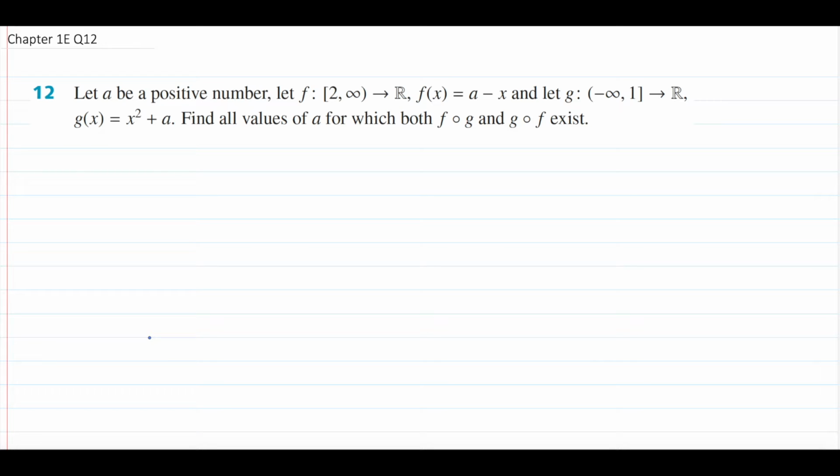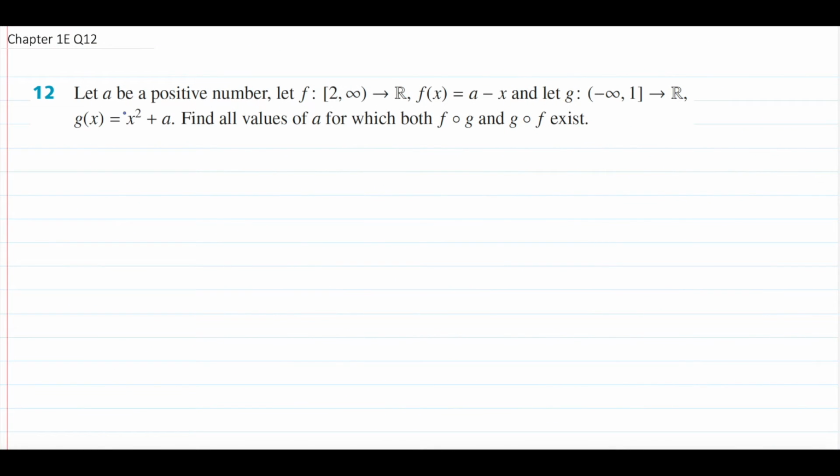Today we will be going through a question, question 12 from chapter 1E, which is the composite function topic of your textbook. This is the last question of the topic, and a lot of students tend to struggle with this question. So without further ado, let's get into the video.